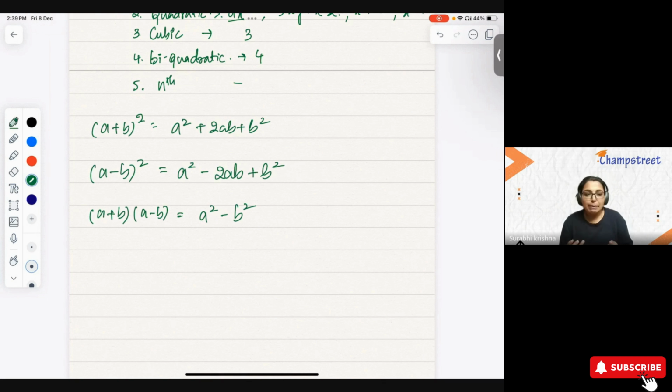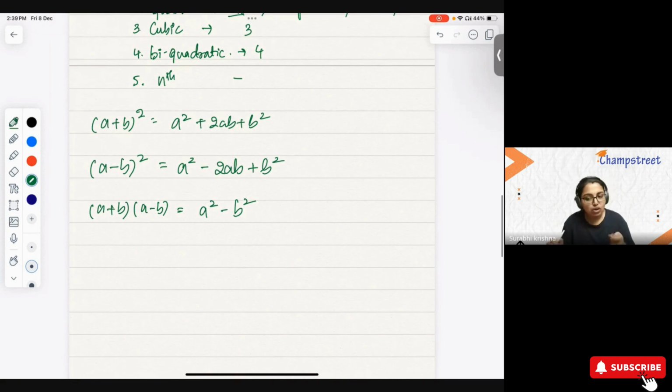So many people think that we have to learn this by heart, right? It's not so. It's very easy. If you don't want to learn by heart, it's fine. Don't mug it up. You can always derive this on the spot in the examination, right? Within 1 minute.